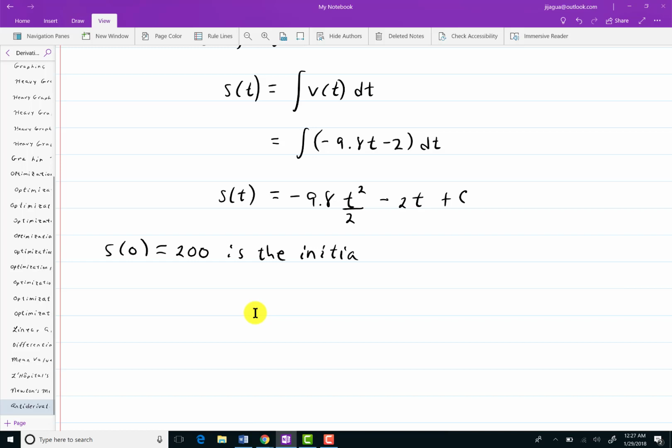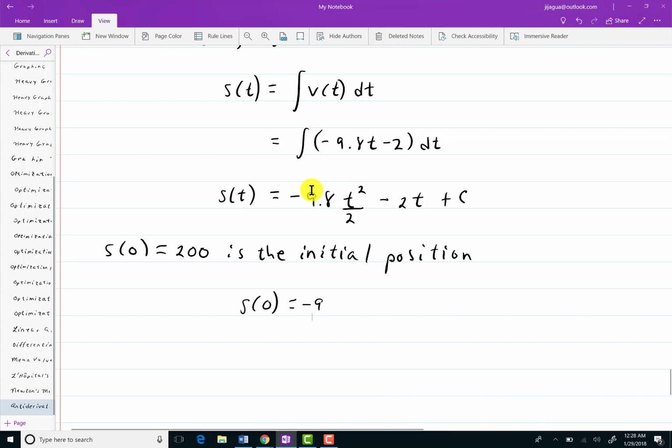Now the initial position is 200. That is, s of 0 equals 200. So I can put t equal to 0 into this last equation to uncover the value of c. So let's see, s of 0 equals 200. That's what we're given.